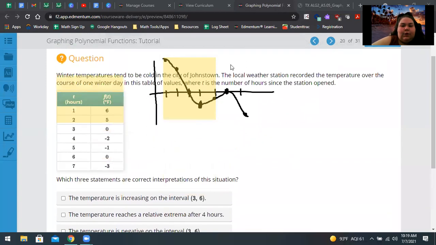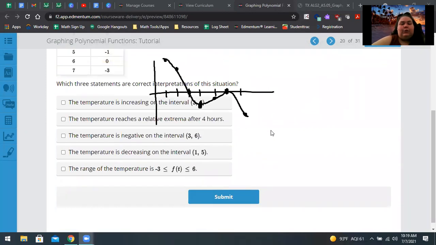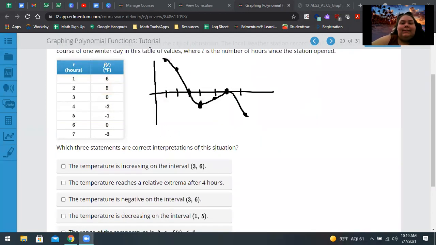And then the next one says the range of the temperature. So remember, the range is talking about the vertical part of the graph. What's the lowest point? What's the highest point? So again, the range goes from the lowest point to the highest point. So we consider what is the lowest number that we see here. You can take a look at that by looking at that column.